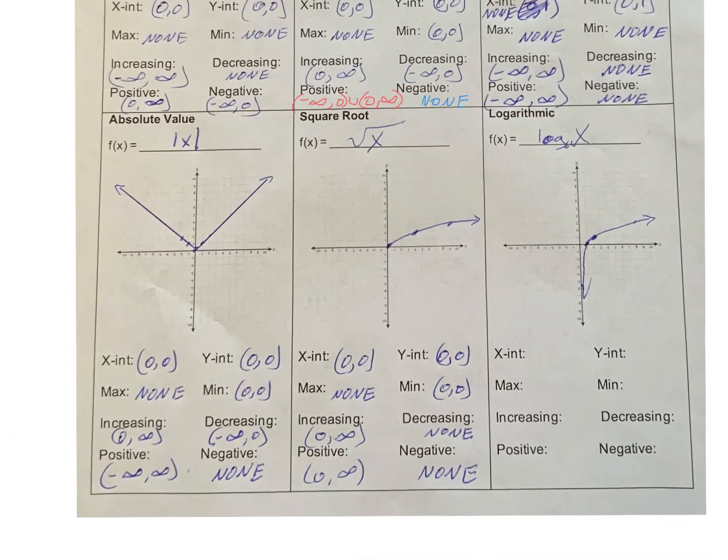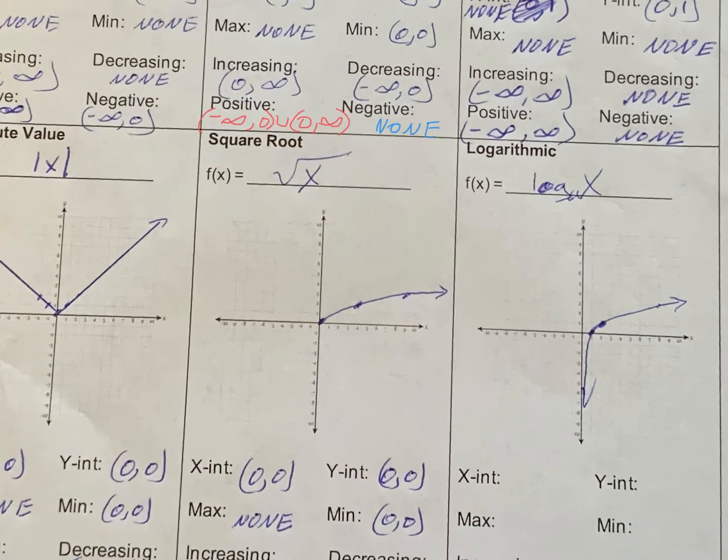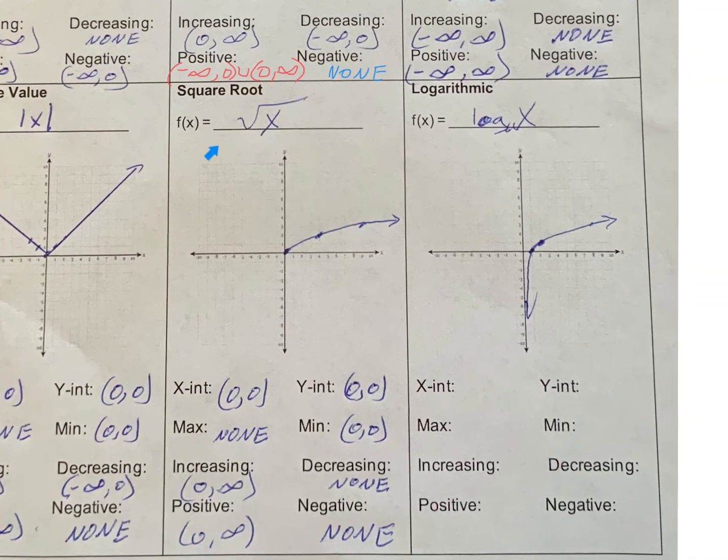Here's the absolute value. F of x equals the absolute value of x. Same thing, infinity, x and y-intercepts. There's no max because it goes on forever. The minimum 0, 0, and so on, okay? Increasing, decreasing, positive, and negative, all right? And then this is the square root function. F of x equals square root of x. See, it starts at 0 and goes out, positive forever. And then we can see the log function, log of x, looks like this.